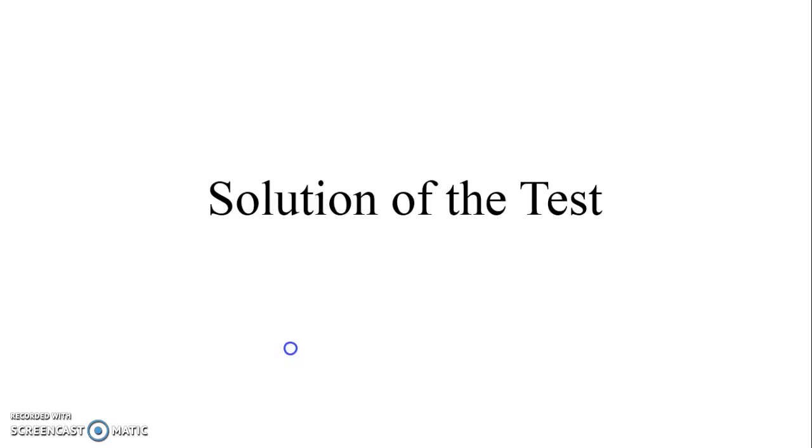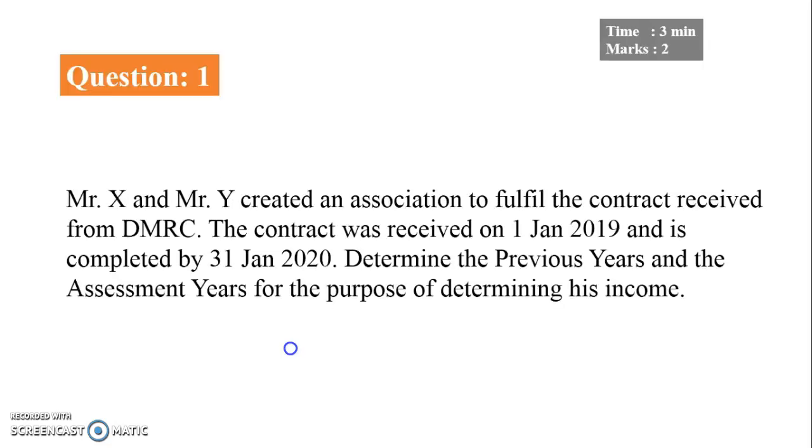Hello dear students, this is the solution of the test on residential status and the incidence of tax as per the residential status. This was question number 1, in which Mr. X and Y created an association to fulfill the contract received from DMRC, and the contract was received on 1st January 2019 and completed by 31st January 2020.